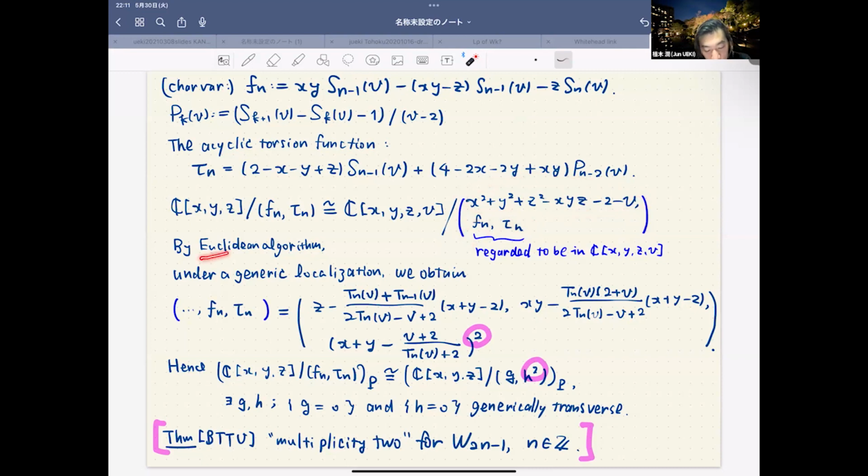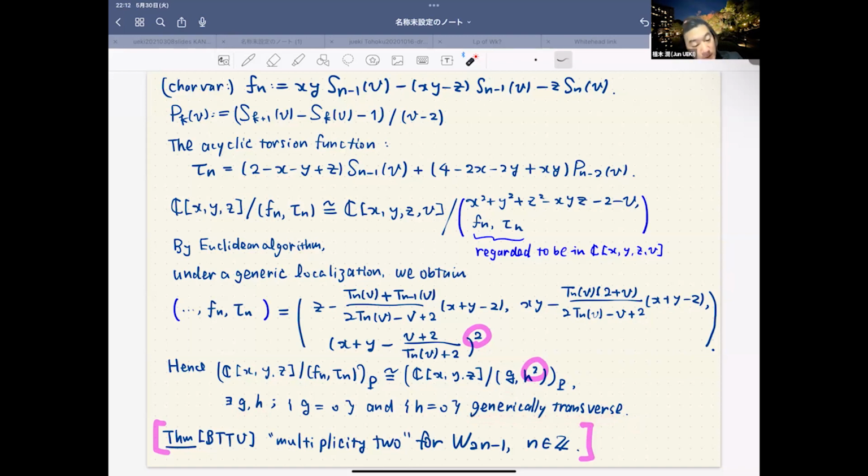By using the Euclidean algorithm under a generic localization, we obtain that this ideal can be replaced by this ideal generated by this and this and this. And we can see that here is the square. So under generic localization, we have that this ring is isomorphic to this ring. Here we have some polynomials g and h. And g and h are generically transverse.